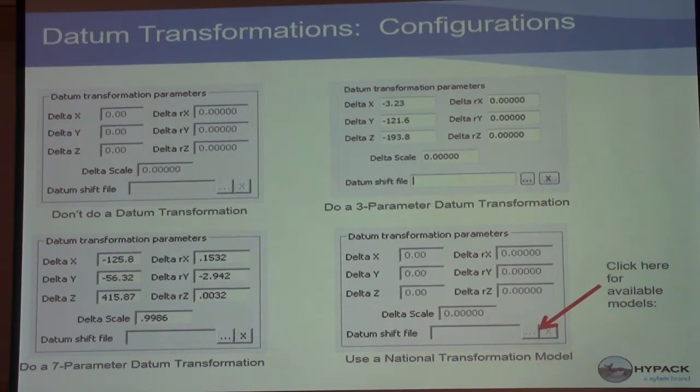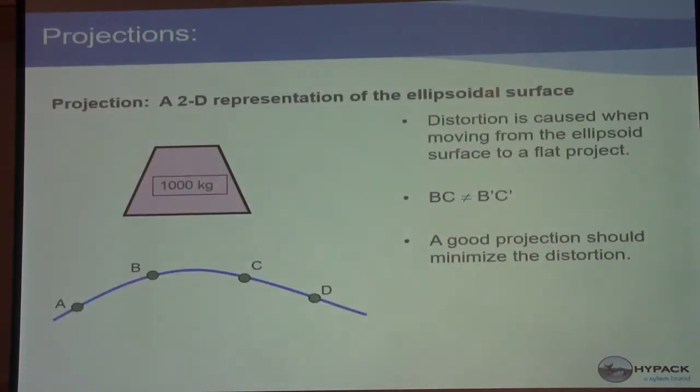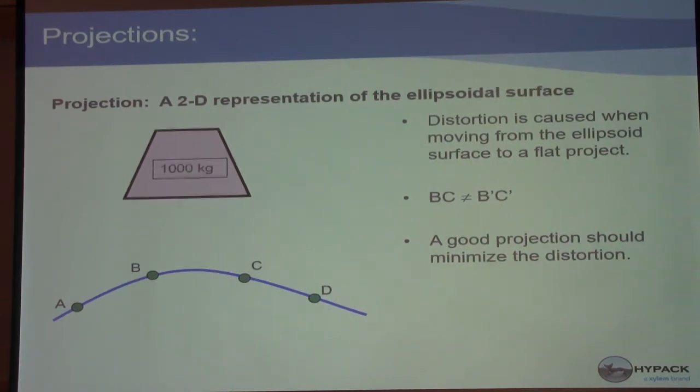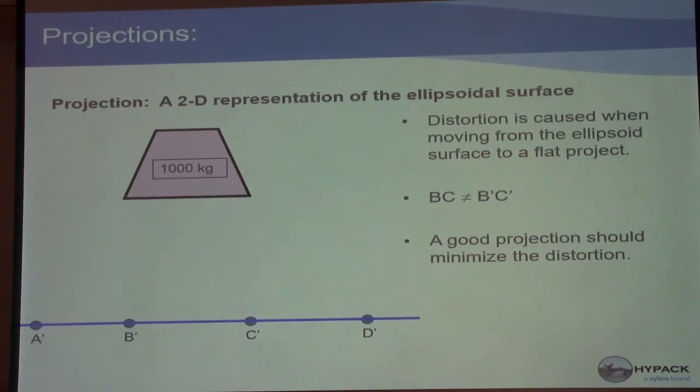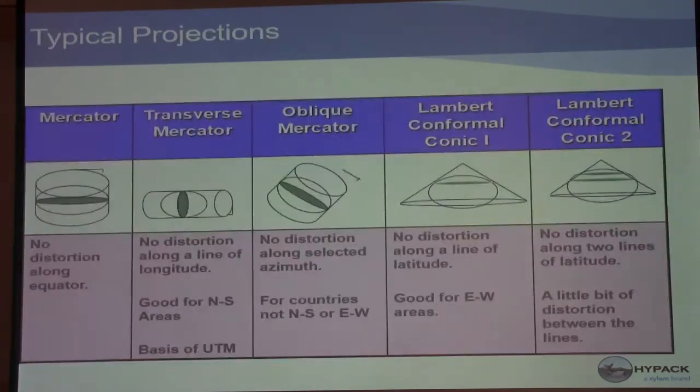All right, let's see what we got. And then projections is basically a 2D representation of an ellipsoid. So you have the rounded ellipsoidal surface that when you try to flatten it out in 2D, it's basically going to distort the different points here. So a good projection will basically minimize that distortion of projection points.